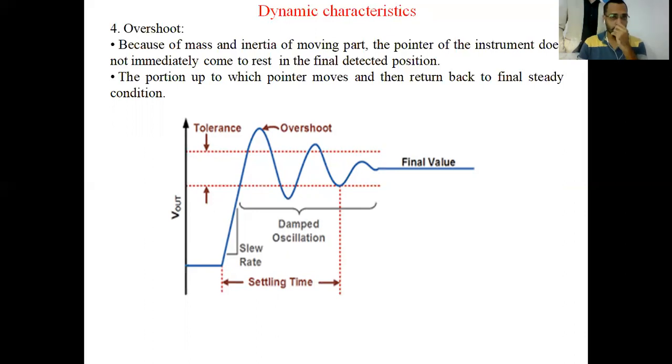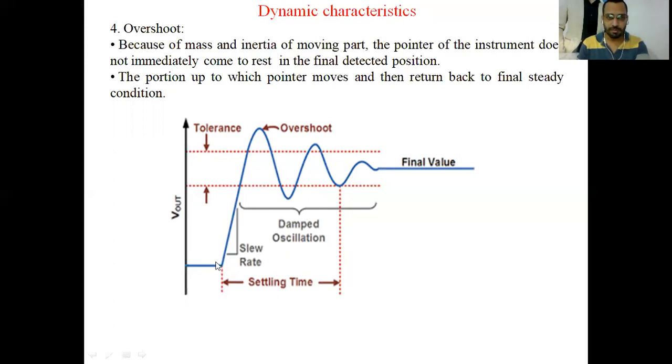It is because of the mass and inertia of the moving part. The pointer of the instrument does not immediately come to rest in the final detected position. It is the portion up to which the pointer moves and then returns to the final steady condition. It means, मैंने अभी आपको example दिया है, ammeter 0 से start होगा, then it will move more than 10 ampere and then return back to 10 ampere to show the final result. So जितना आपका pointer 10 ampere से ऊपर गया, that is your overshoot.